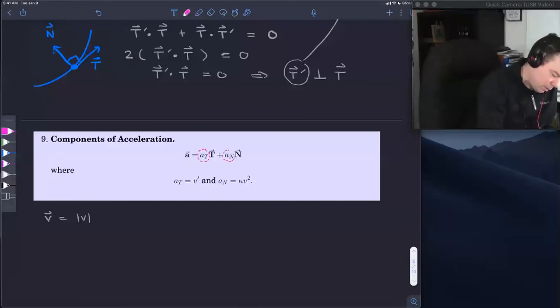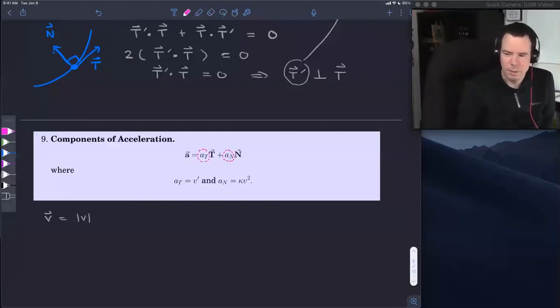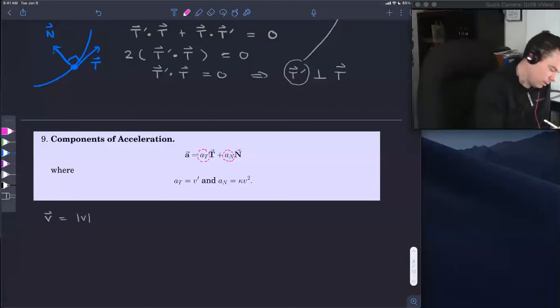Whereas the piece that's in front of the normal vector, that weight, is related to the acceleration you get due to changing direction. As shown in the next line, that's given by the curvature and the square of the velocity. So let's see why this is the case. I want to derive this formula here.